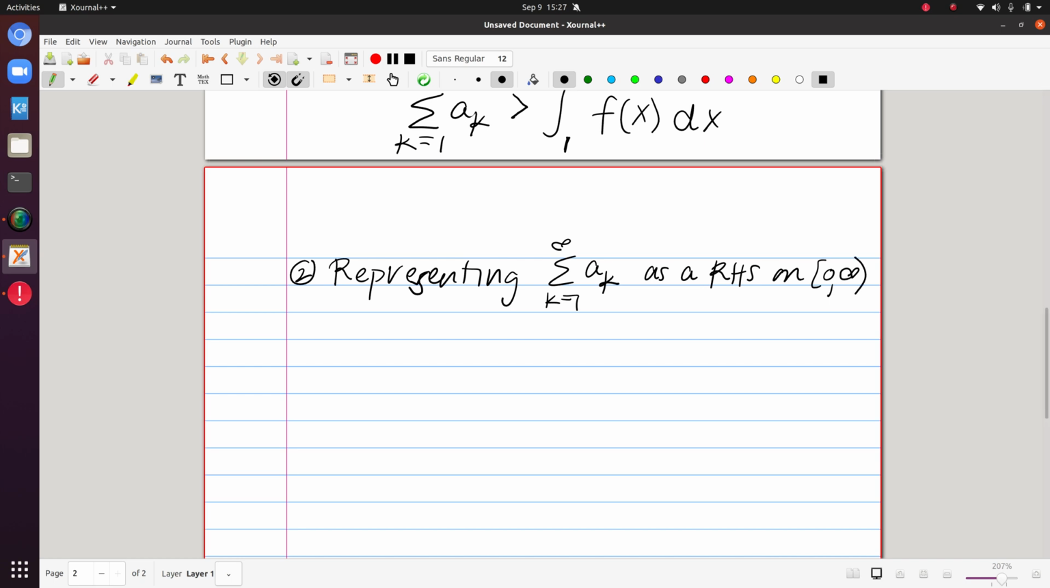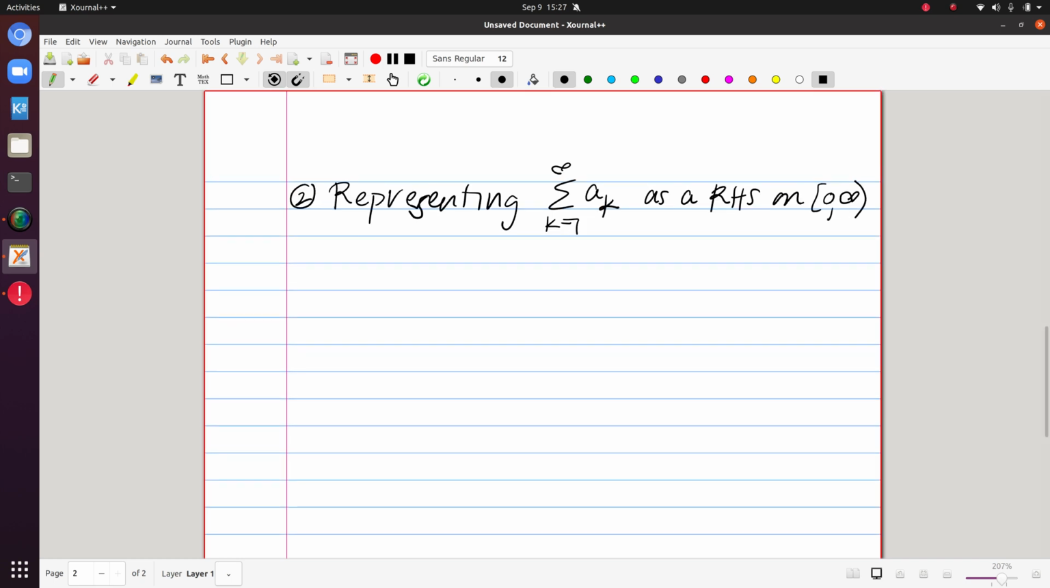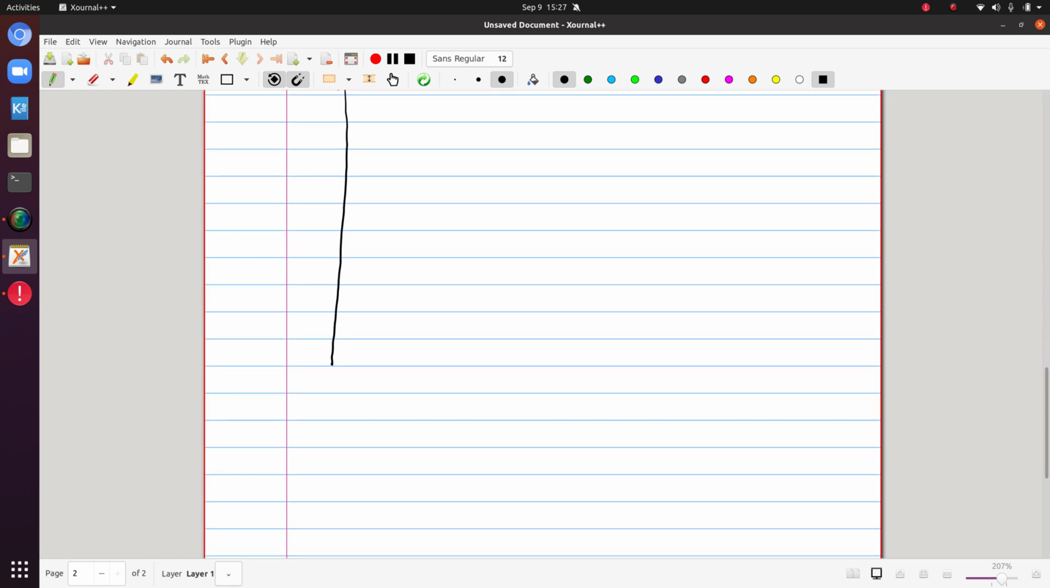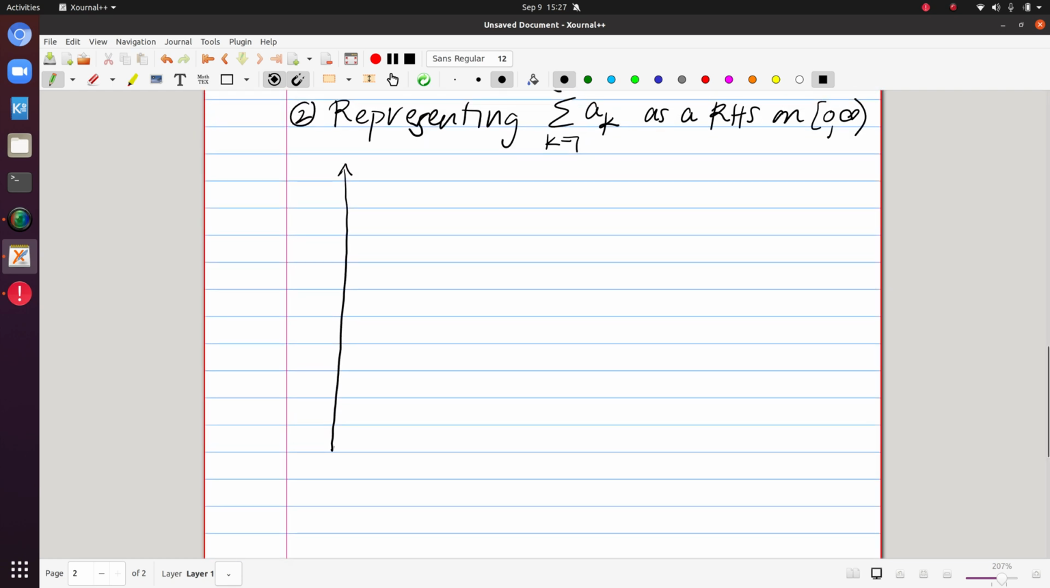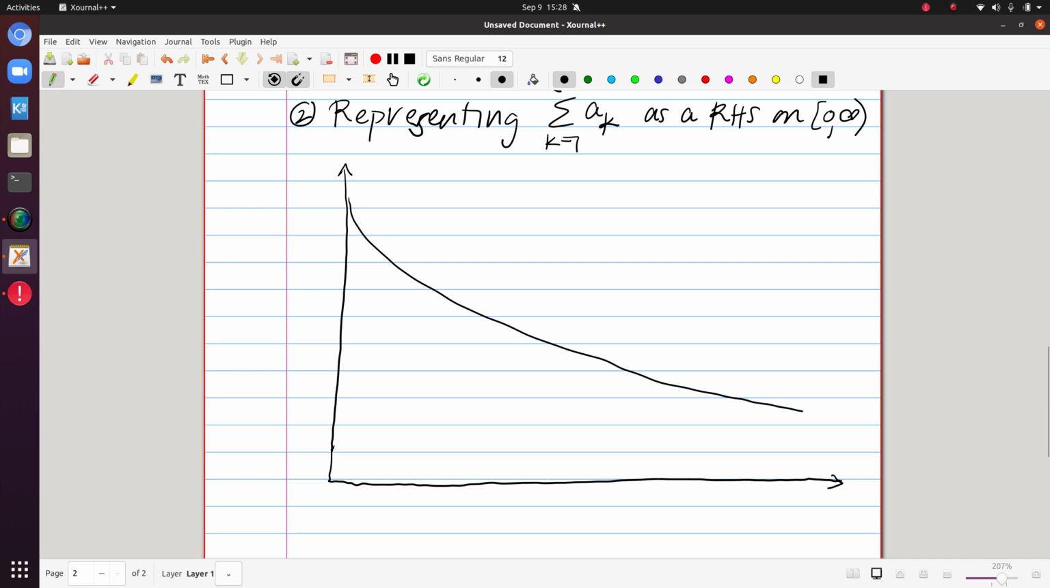Again, we're going to start with the same general set of axes in our same general graph. We want to sketch a function f of x that is positive, continuous, and decreasing. So something like this. And again, I'm trying to draw the same sum, so I want to sketch out the same index values on my graph here.